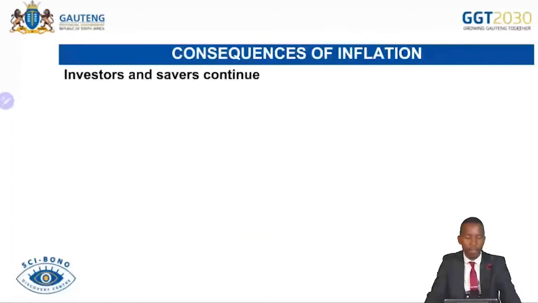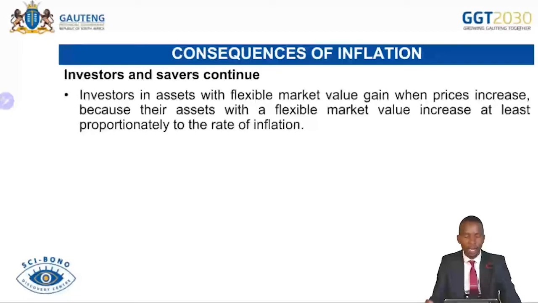And then investors and savers continue. Investors in assets with flexible market value gain while prices are increasing. So those that are investing in the flexible market value will always gain because as inflation increases, interest rates will increase. As interest rates increase, they will also be able to accumulate more on their investments.